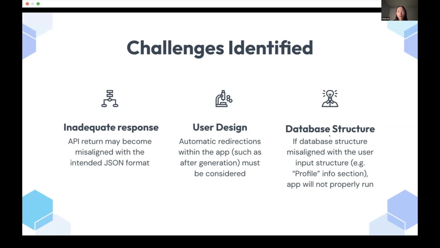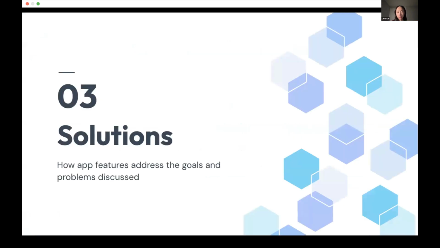So there were a few instances when the database was misaligned where we did not ask for the user to input extra information into the profile section. And so the app could not run because one of the prerequisites for content generation was that the input in the profile page, about the user background page, must not be empty. And so when it was empty because we did not make space for the user to input that information, the database was also misaligned because it was empty. And so the app did not run properly. And so that was another challenge that we had to take into account.